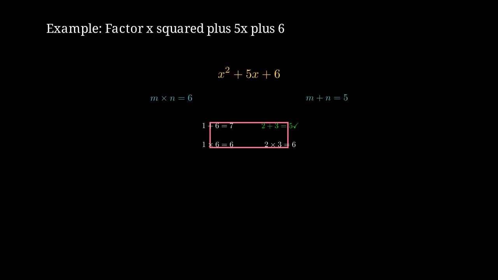Let's check. 1 and 6 multiply to 6, but add to 7. But 2 and 3 multiply to 6 and add to 5. Perfect! Therefore, x squared plus 5x plus 6 factors to x plus 2 times x plus 3. We can verify our factoring by expanding using the FOIL method.